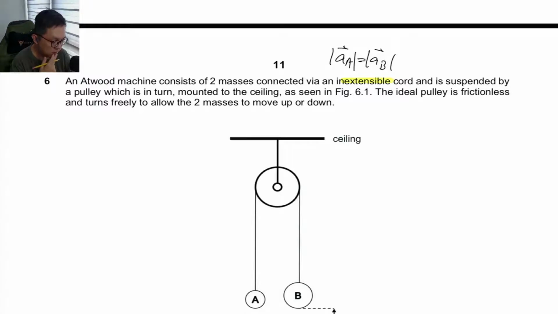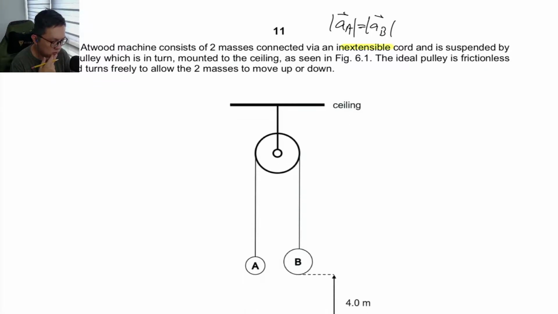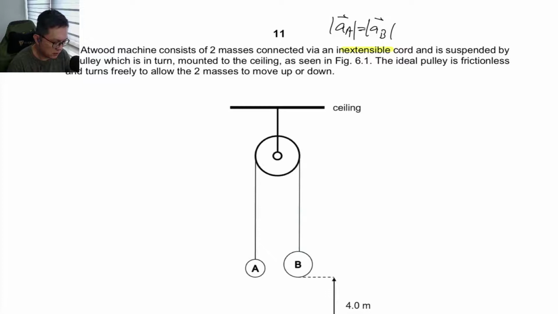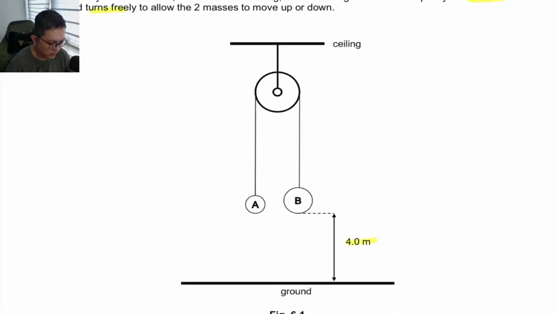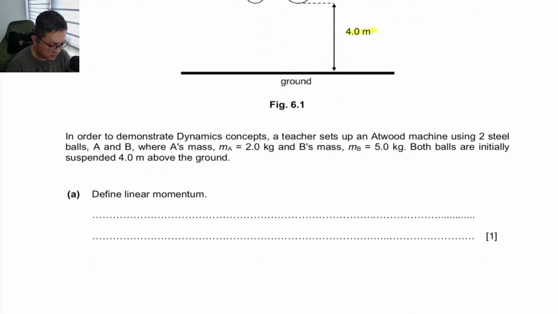Then they're suspended from a pulley which in turn is connected to the ceiling as shown. Okay, so there's no friction here. So this is a frictionless pulley, and it turns freely. An Atwood machine essentially is a pulley system of two masses. Both masses are 4 meters away from the ground. You are given mass A is 2 kg, mass B is 5 kg. So they are ball A and ball B.